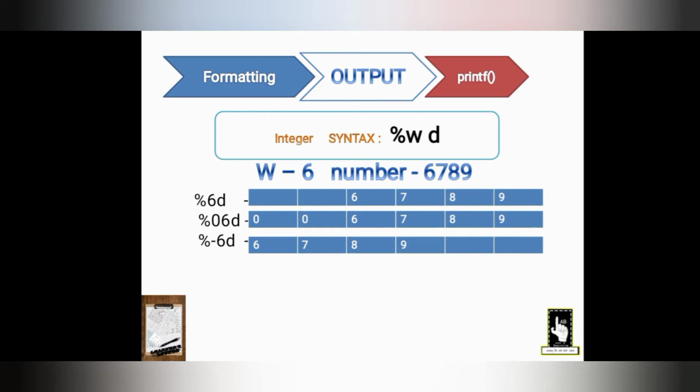Okay, the next is %06d, which will allot 0 for the unspecified numbers. Previously, it would allot spaces; this will allot 0 in the unspecified places. And the next is %-6d. This will also do the same function, but the ordering of numbers will change. That is, these numbers will start from left to right. That's it about integers. And the next is real numbers.